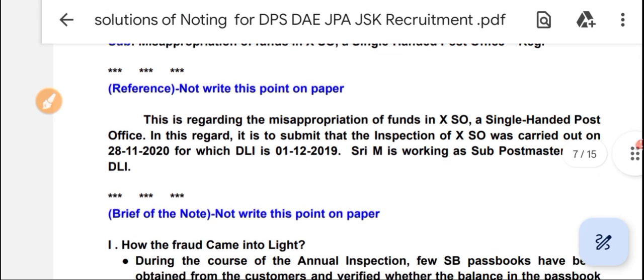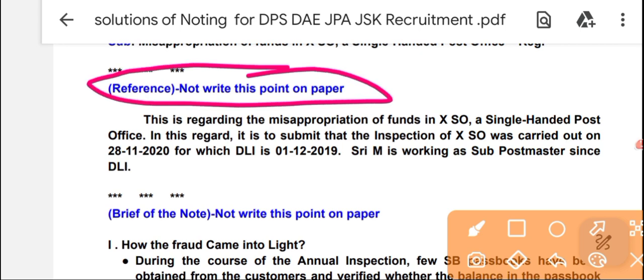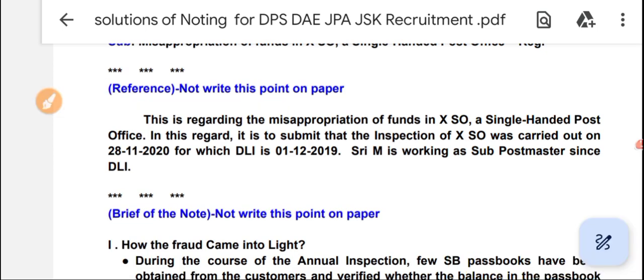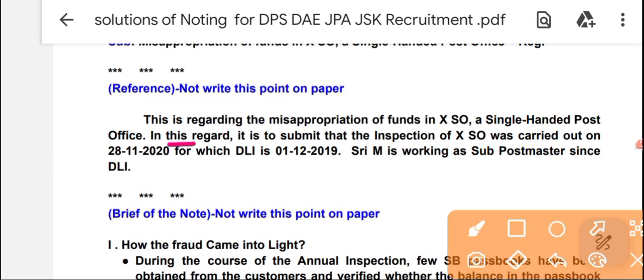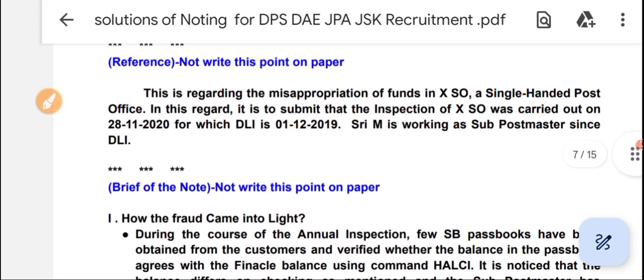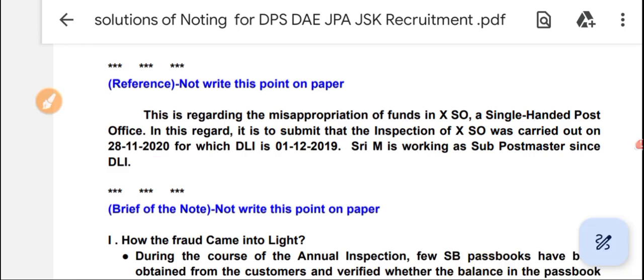After that, you will imagine the references, but you will not write these references. I am saying you will assume references like this: this is the misappropriation of the fund in a single-handed office, in this regard to submit an inspection of a service carried out on a previous date. On the previous date, you got a complaint, then you started the inspection. After that, you link your work activity with the previous date you got a complaint on, and now you are checking this.